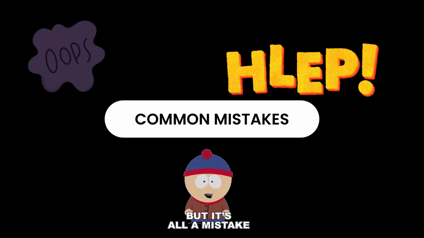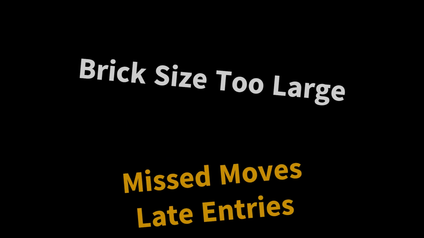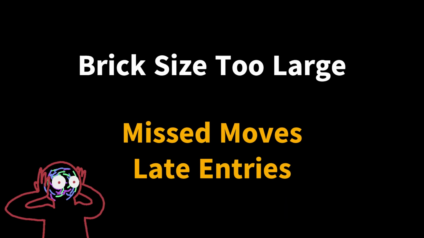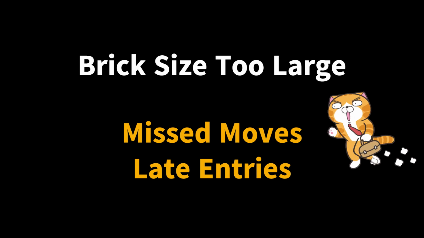Here are a few mistakes I see all the time. One of the biggest ones is going too small with your brick size. That usually leads to a lot of noise and a lot of overtrading. On the flip side, some people go too large. And when that happens, you start missing moves. And your entries come in way too late. And then there's this one. Over-optimizing. You find a setting that looks amazing, but only in one backtest. And most of the time, that just doesn't hold up.